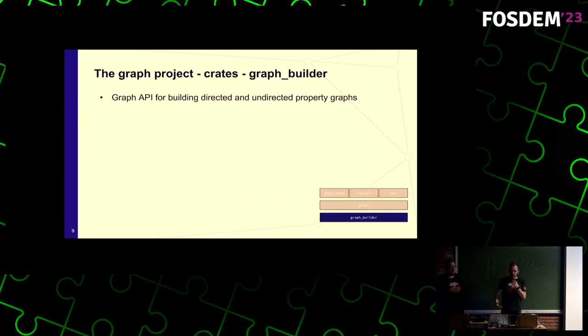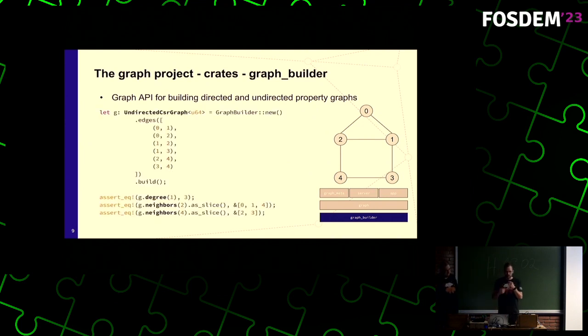So let's start with the graph builder. The graph builder is basically an API for building directed and undirected so-called property graphs. What you can see on the right-hand side is an undirected graph consisting of 5 nodes, 0 to 4, which are connected by edges. They have no direction, hence the graph is undirected. How do we construct such a graph? So what we show here is the Rust API. The main entry point that you can see is the graph builder, which is this thing here.